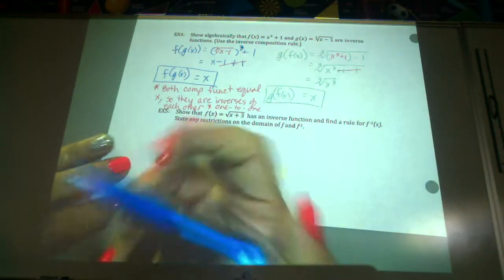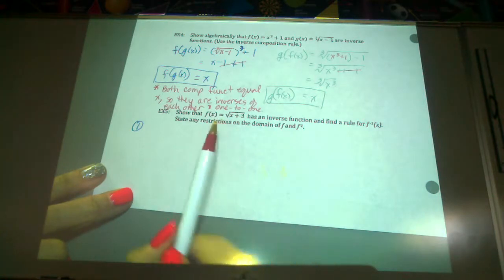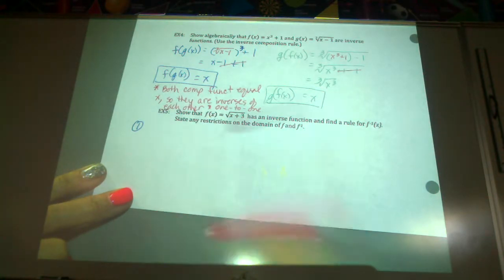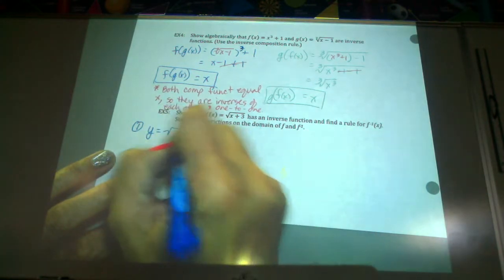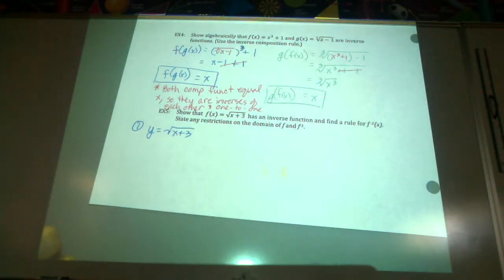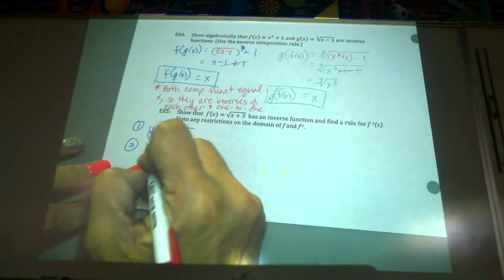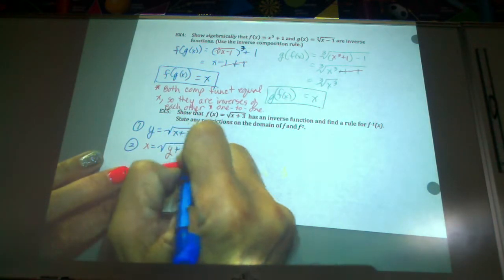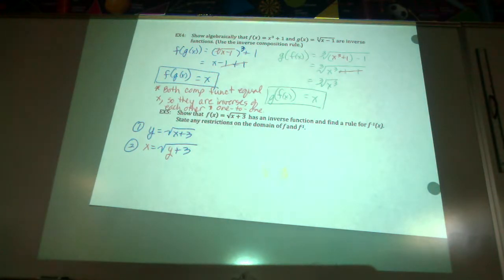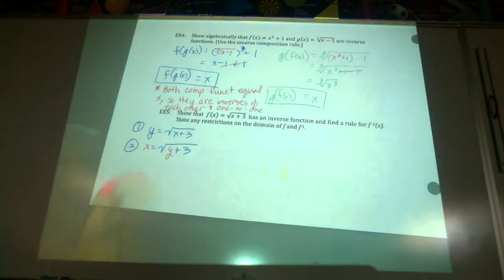So step 1, what do I do first to find the inverse? Swap out f of x for y, so y equals the square root of x plus 3. Now what do I do? Step 2. Now what do you do? Switch the x and y. So I get x equals the square root of y plus 3. Now what do I do? Solve for y. So how am I going to solve for y?